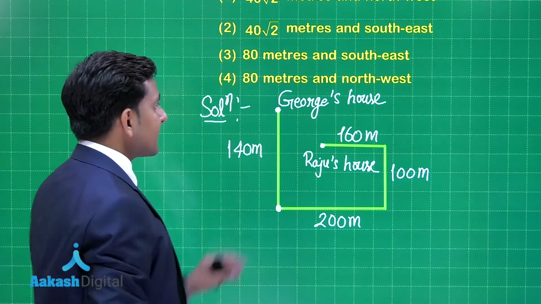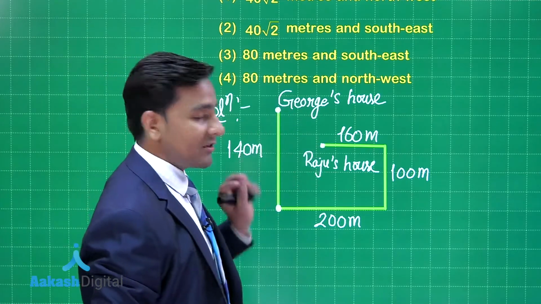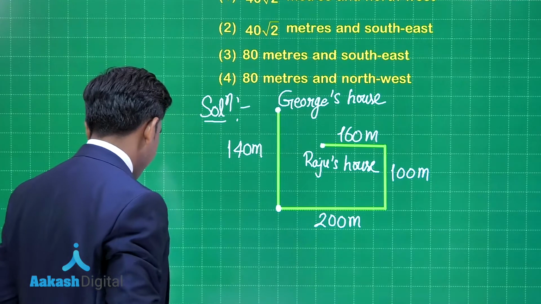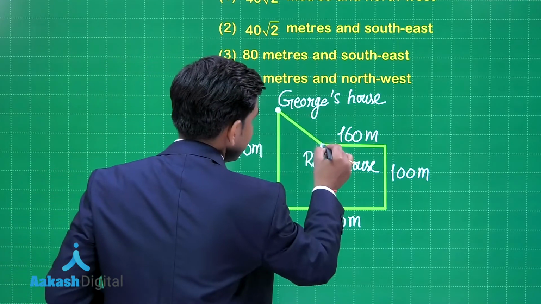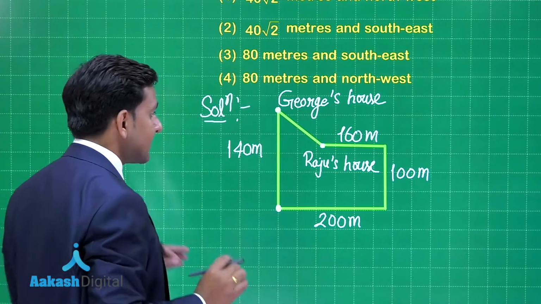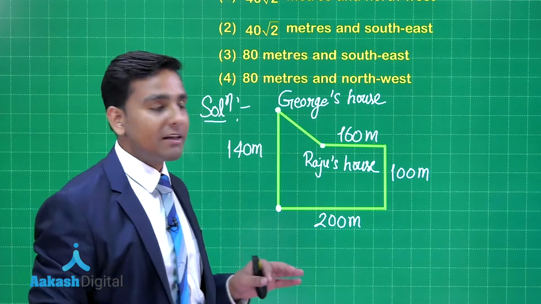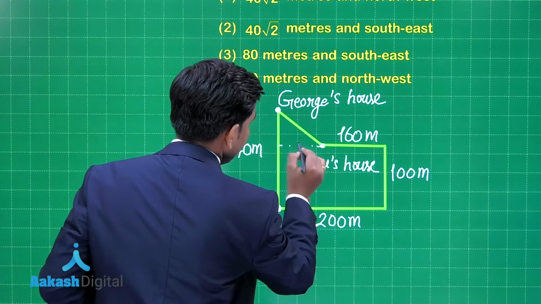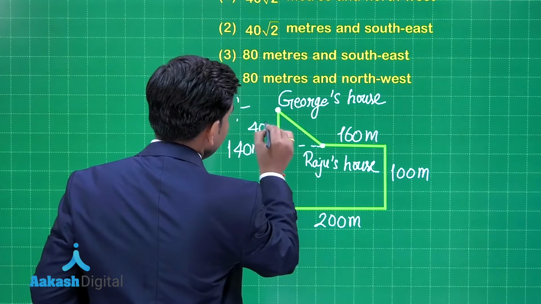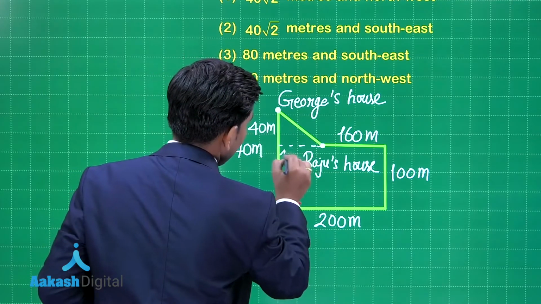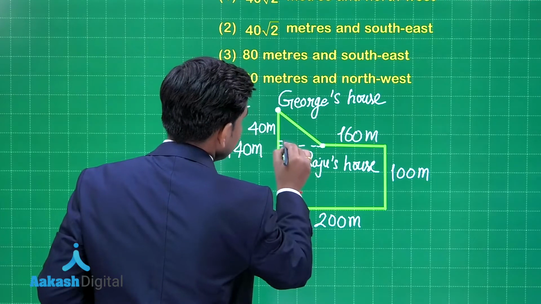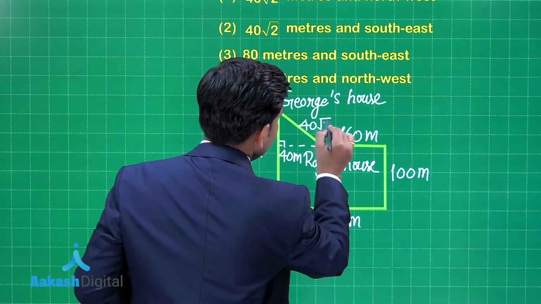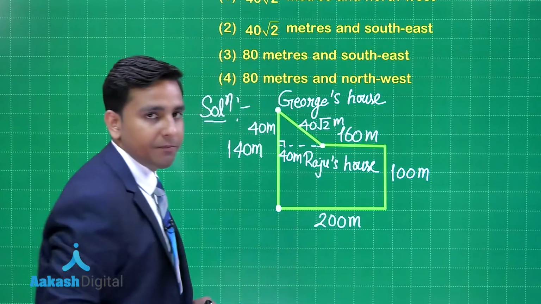The shortest distance between these two houses. So we can write, we have to find this distance. This will be the shortest distance using the concept of Pythagoras theorem. So further we have to extend this line segment. This will be of length 40 meter. This will also be of length 40 meter. Now using the concept of Pythagoras theorem, you will obtain this will be 40 times root 2 meters.